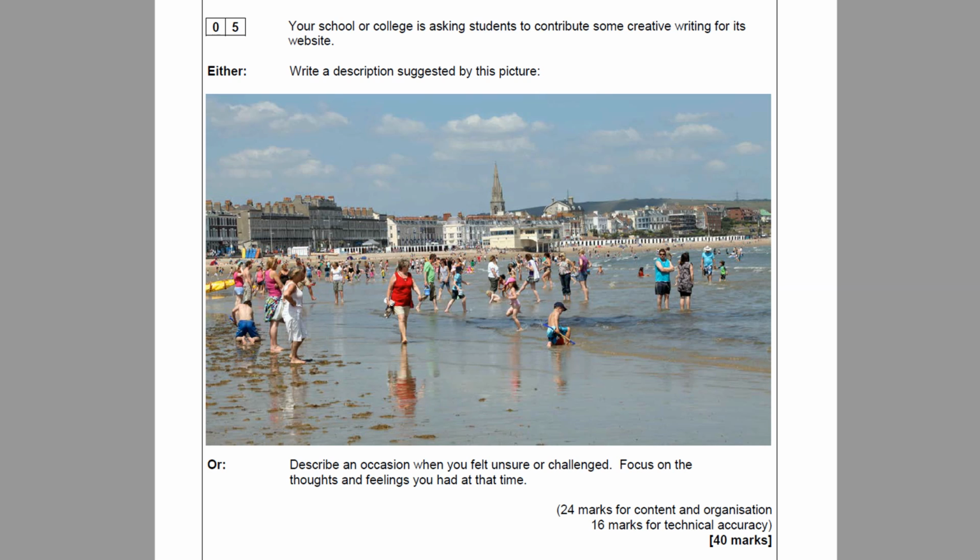Focus on the thoughts and feelings you had at the time. One thing to really point out here, it doesn't have to be real. You can make something up for the purposes of this question. If you have a real thing to describe, fine, but if you haven't, then you can write about that. And as you can see, both are descriptions. There's not a story question here, so remember what I said earlier, be prepared for that.